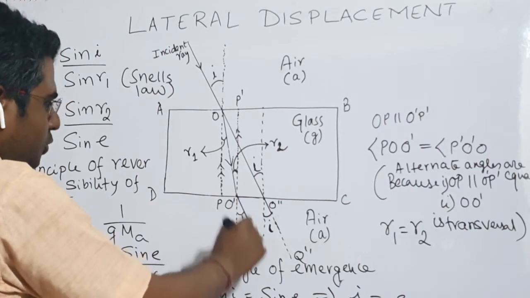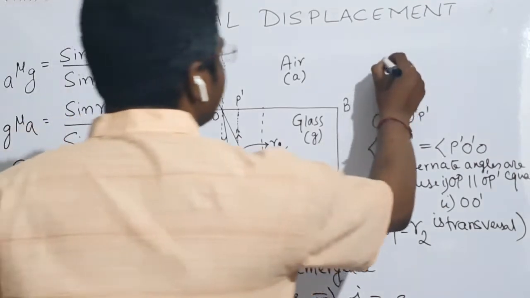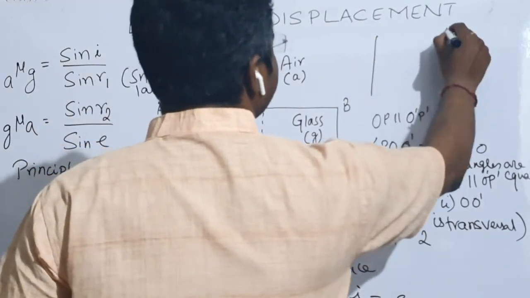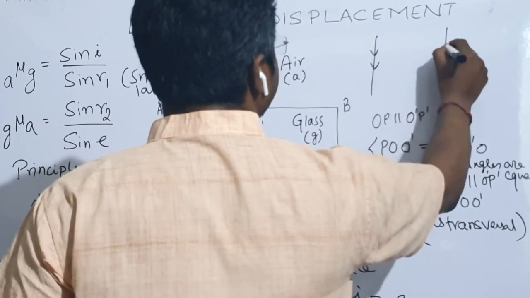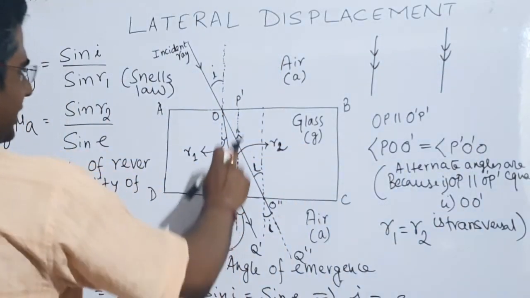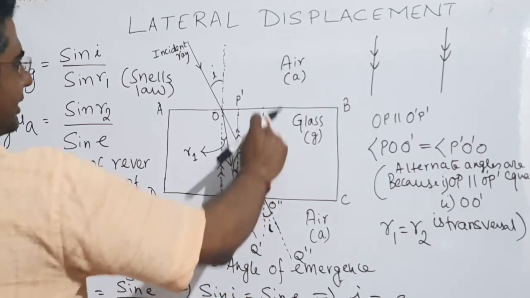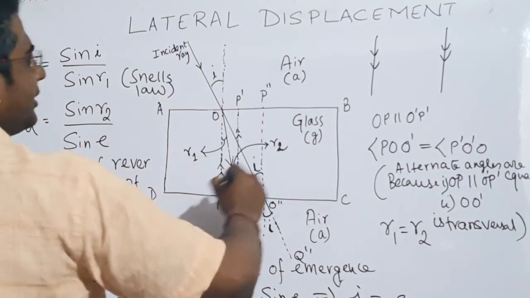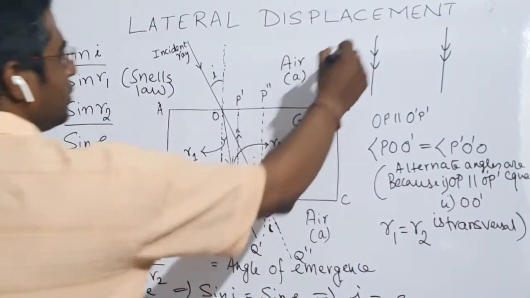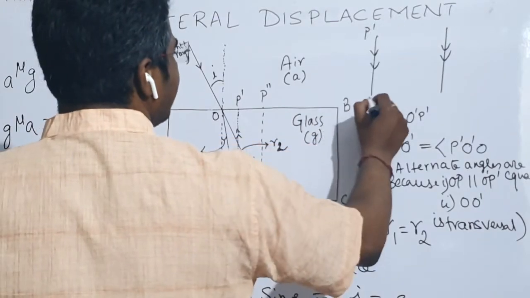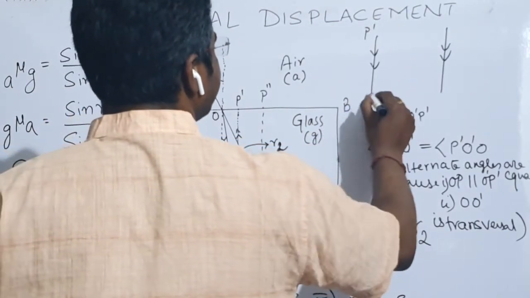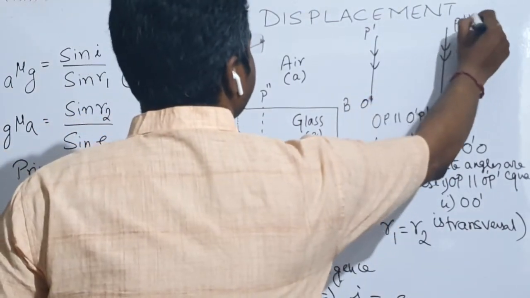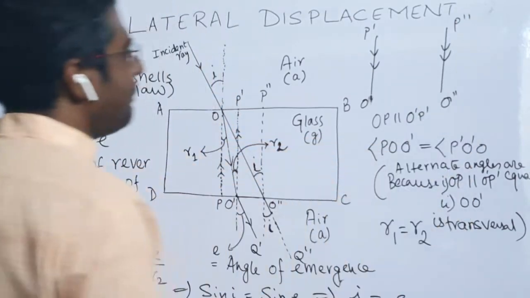So if these two are equal, what does this mean? There is one parallel line like this, these two are parallel lines, okay, parallel lines. So these two, P dash O dash, and let's take this P double dash O double dash. These two are parallel lines, P dash O dash, P double dash O double dash, okay, parallel lines.